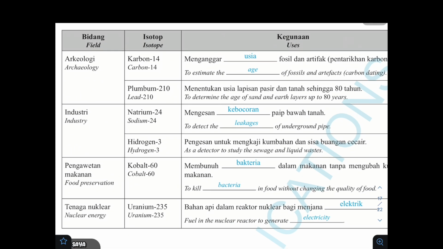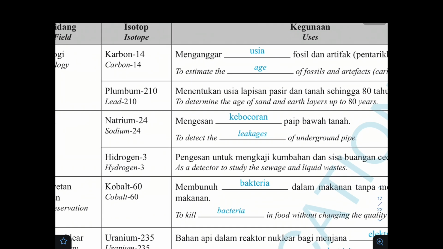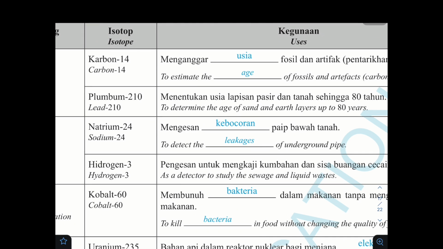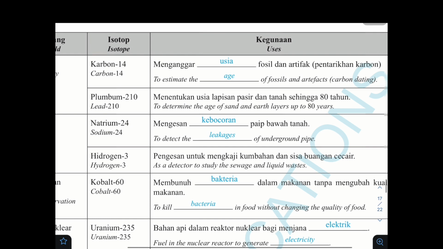Right. In archaeology, we use carbon-14 to estimate the age of fossil and artifacts, which is carbon dating, penarikhan karbon. Kita boleh gunakan carbon-14 untuk tahu usia fosil dan artifacts. Lead-210 to determine the age of sand and earth layer up to 80 years.